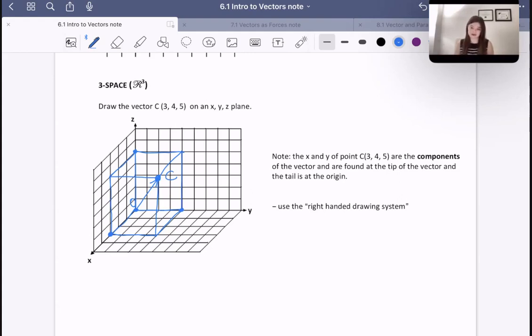There's three dimensions here. You don't necessarily have to draw the box, but I find it makes it easier to figure out where the vector should go and to visualize it. So I like to do the box. I find it just makes it a lot simpler to understand.